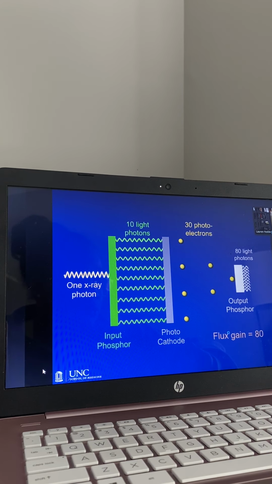The important thing for you all to know about flux gain is that it's looking at the number of light photons at the output phosphor versus the number of X-rays. Okay, you're not going to have to calculate that formula, but you need to know that flux gain is looking at what we end with versus what we started with. So light versus the X-rays. You okay with that? But you won't have to work a problem.